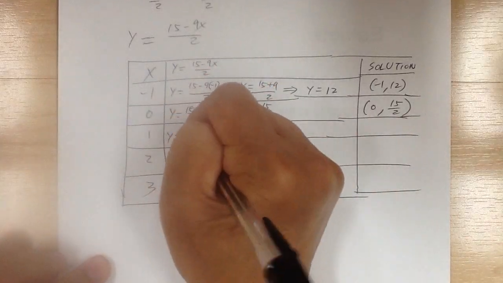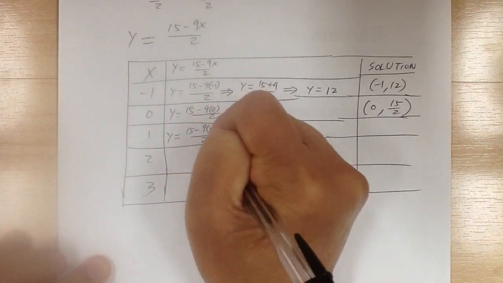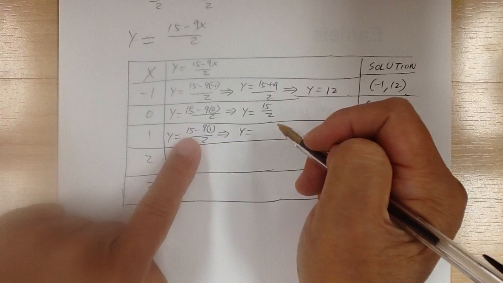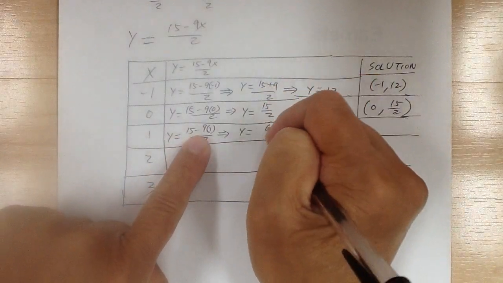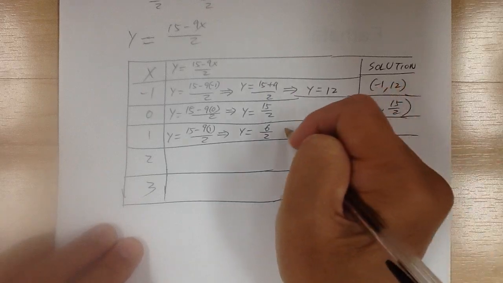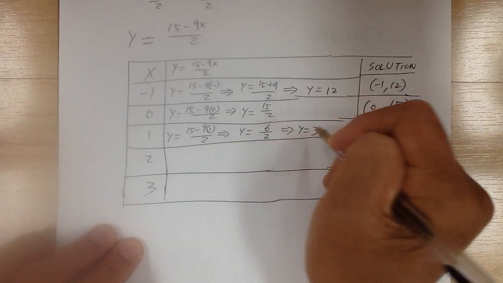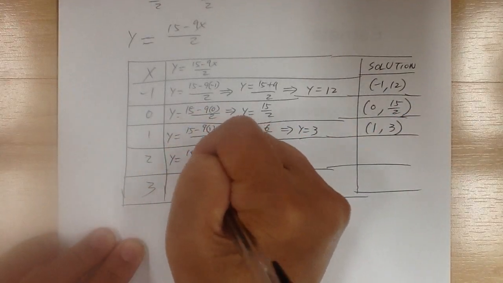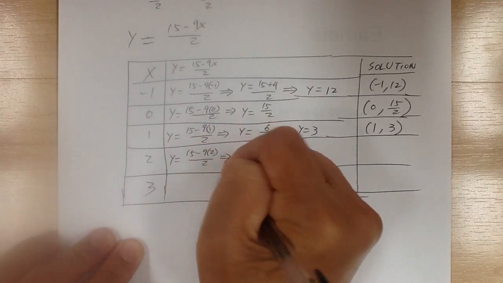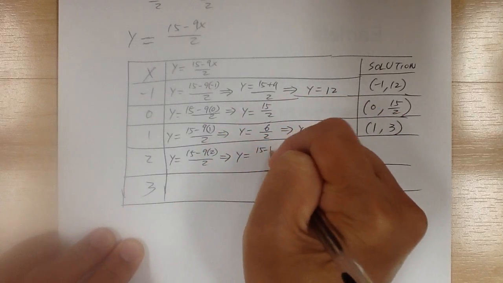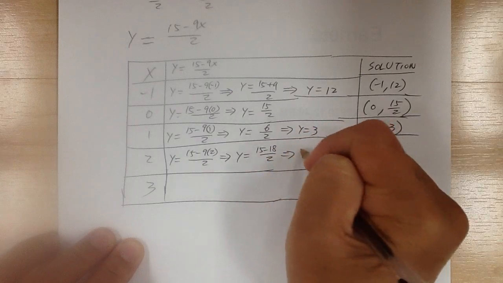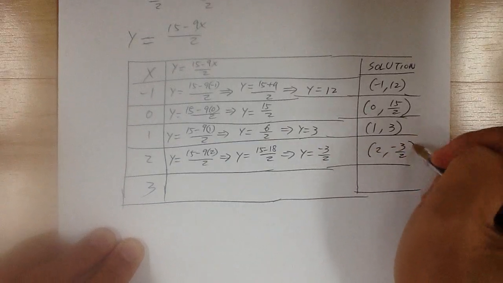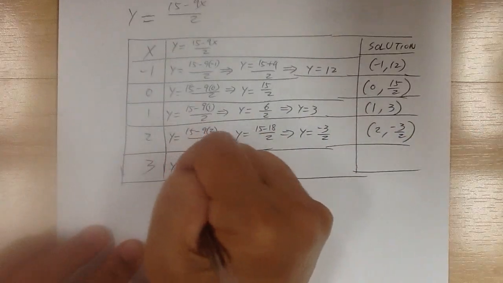Now for 1, you can just work it out already, so this will give you 6 over 2, which is equal to y equal to 3. So this will give you 1 comma 3. Now you do the 2. So you're going to get y equal to 15 minus 18 over 2. So you're going to get y equal to negative 3 over 2. Just keep working and get the next one.